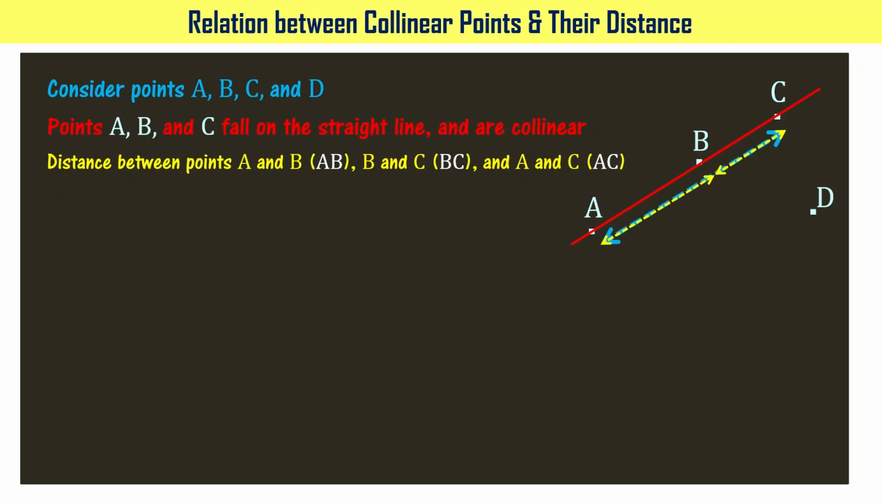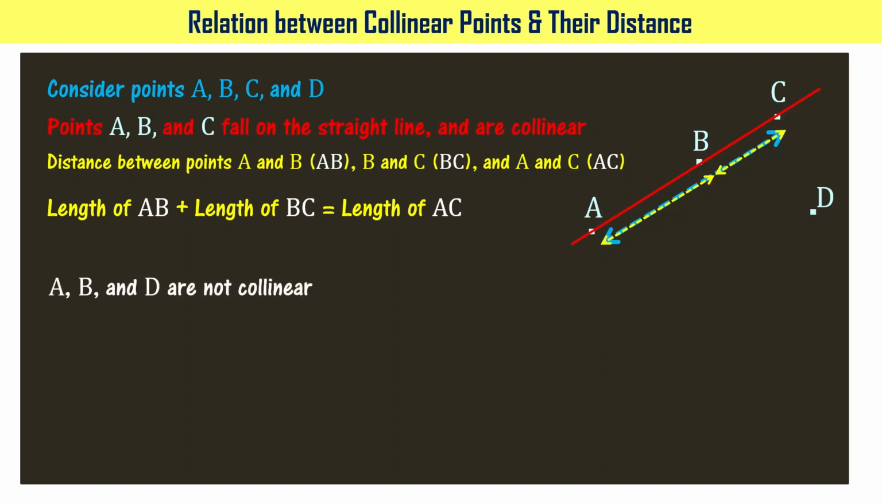As you see here, what you must have observed now is length of AB plus length of BC equal to length of AC, right? And we said that these 3 points A, B, and C are collinear points. In such a scenario, you have length of AB plus length of BC getting equal to length of AC. It means what you have to understand here is when you have 3 points collinear, the distances between those points are related. As you see here, points A, B, and D are not collinear, right?